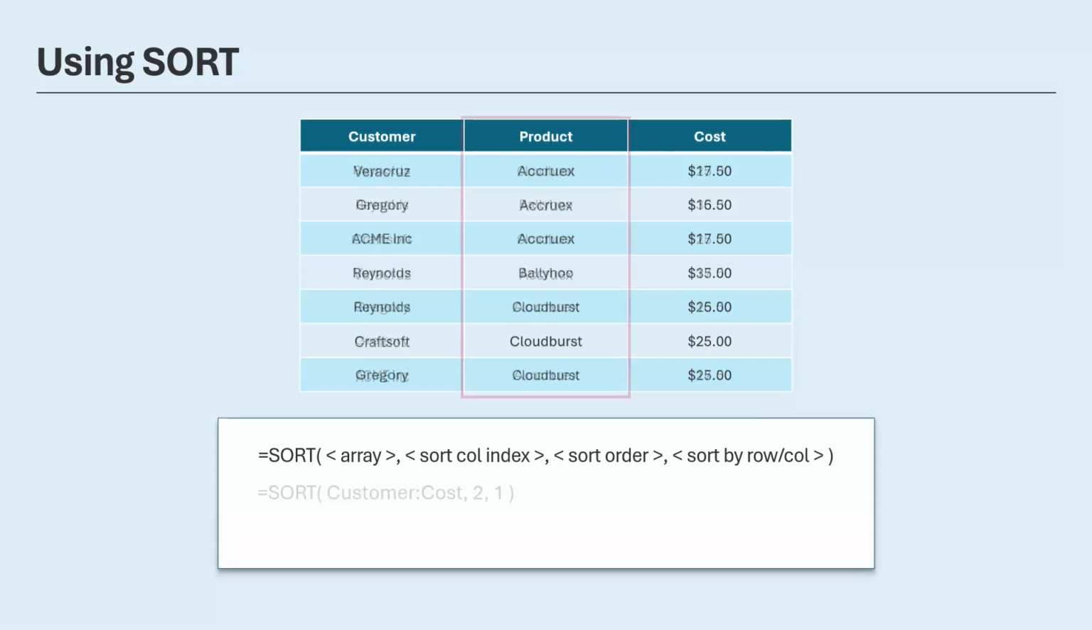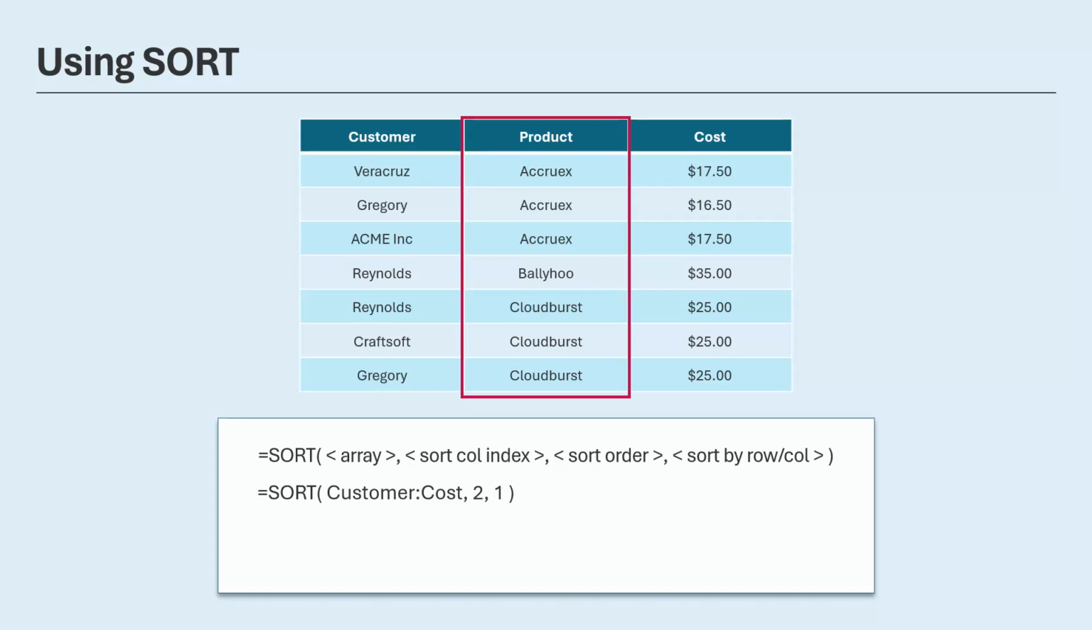Now, for example, if we highlighted all the cells from the customer column all the way across to the cost column, and we said go to column 2, that would be the second column in that data set, and then said please sort it in sort order 1. So there's two options, that's 1 and -1. 1 goes A to Z, or smallest to largest, and -1 goes largest to smallest, or Z to A.